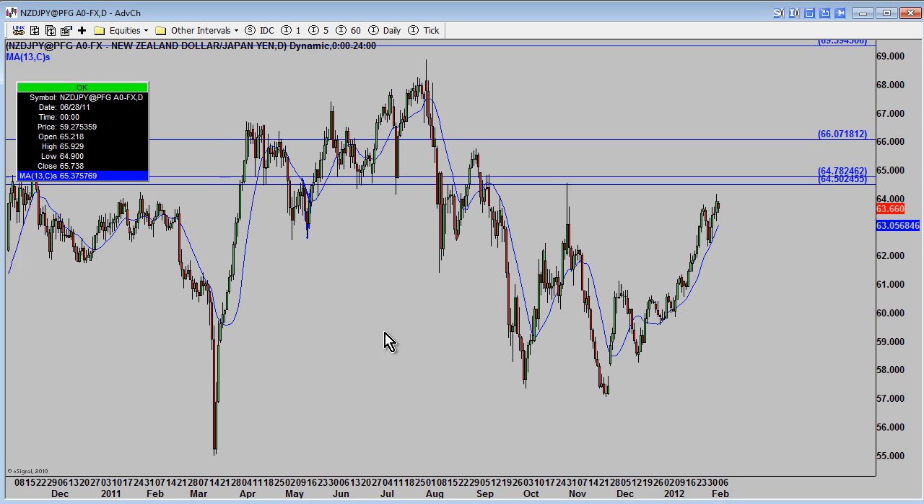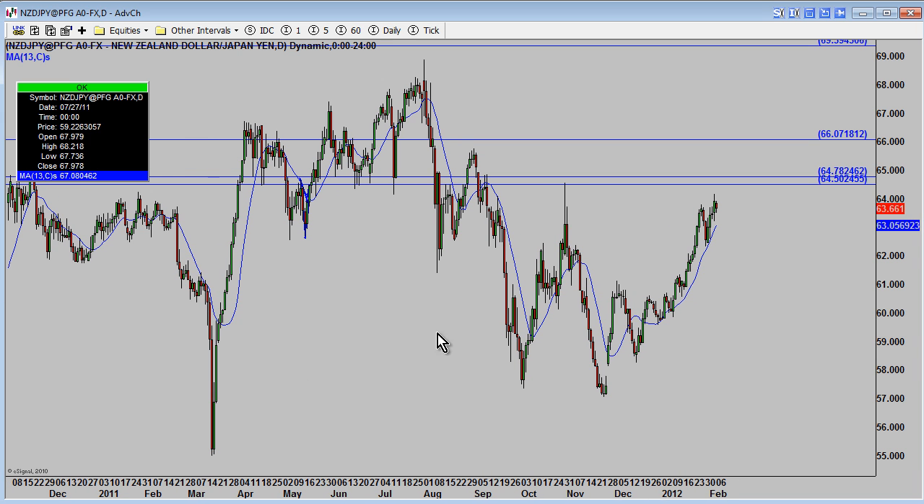And then moving right along, let's take a look at New Zealand dollar. Now, New Zealand yen. Now, you guys remember we got busted out on a New Zealand dollar trade not long ago, and that happens. But we're looking at New Zealand yen now. We got kind of the same situation here.